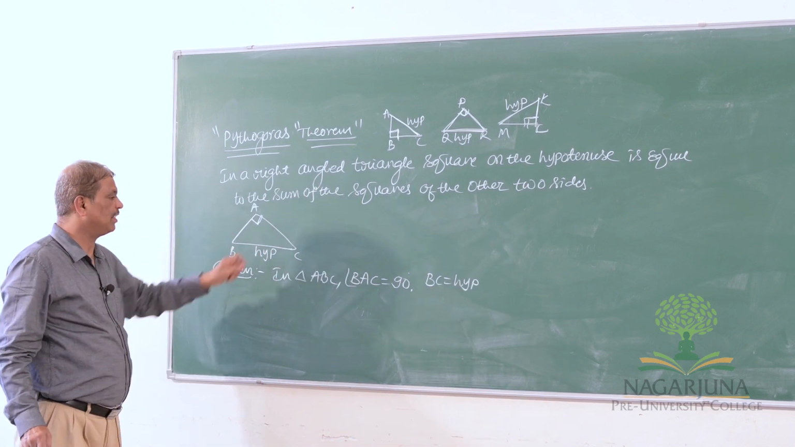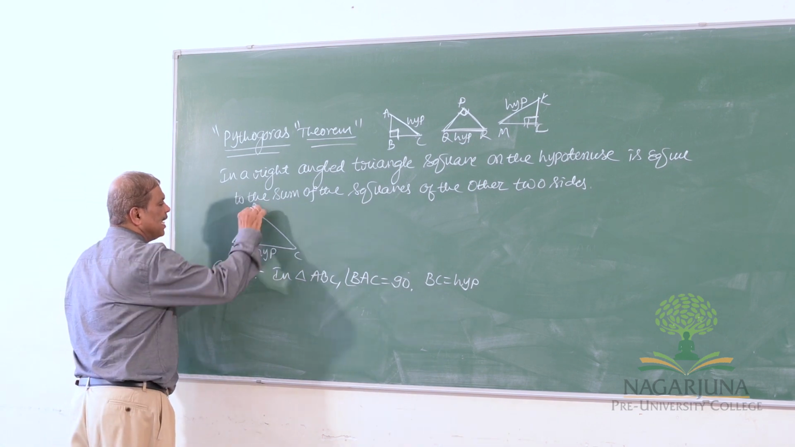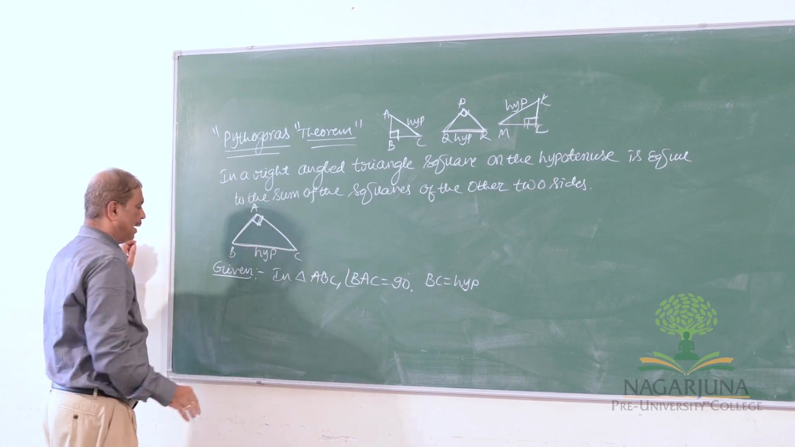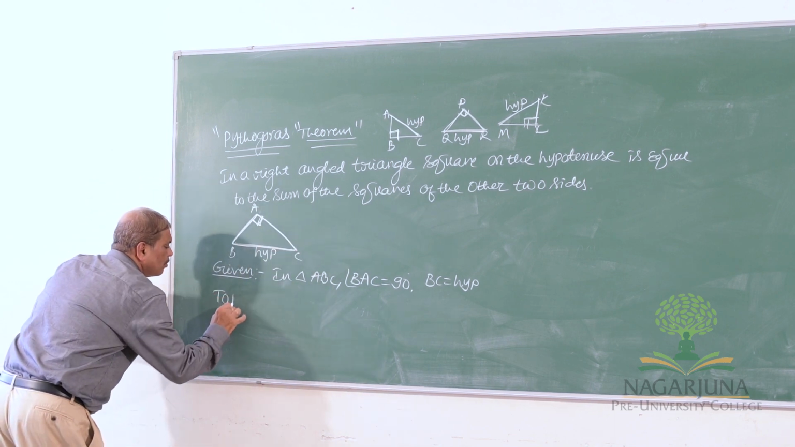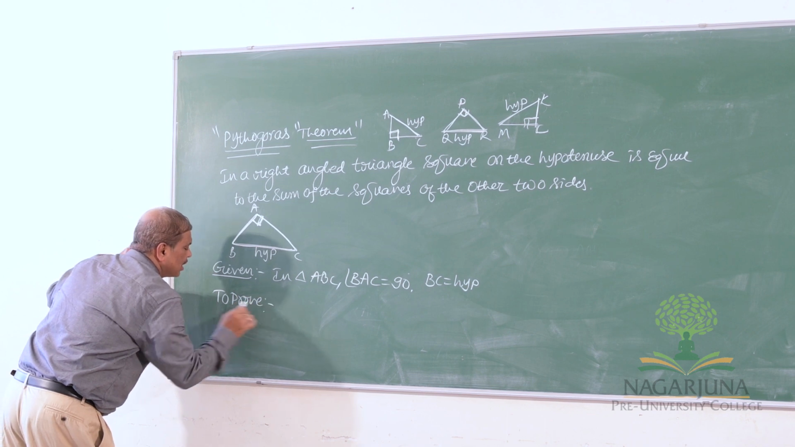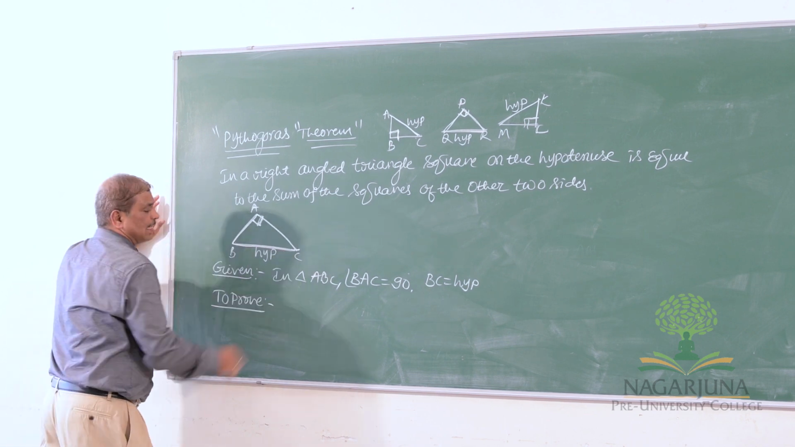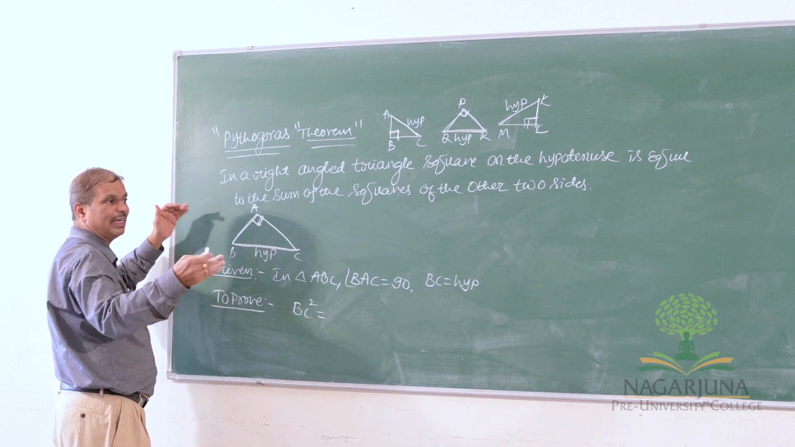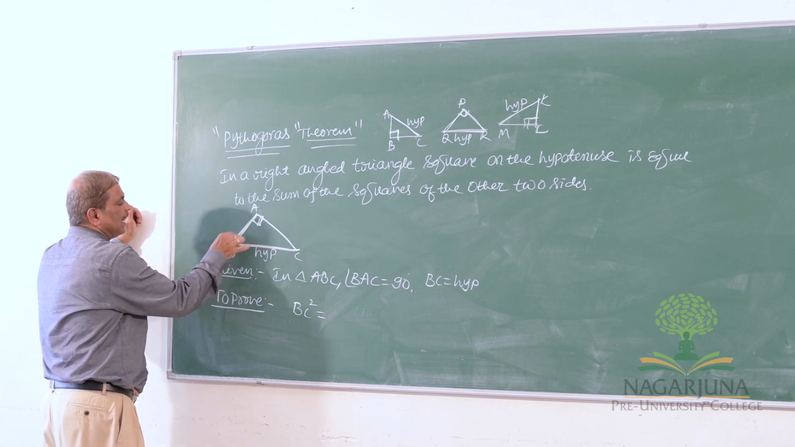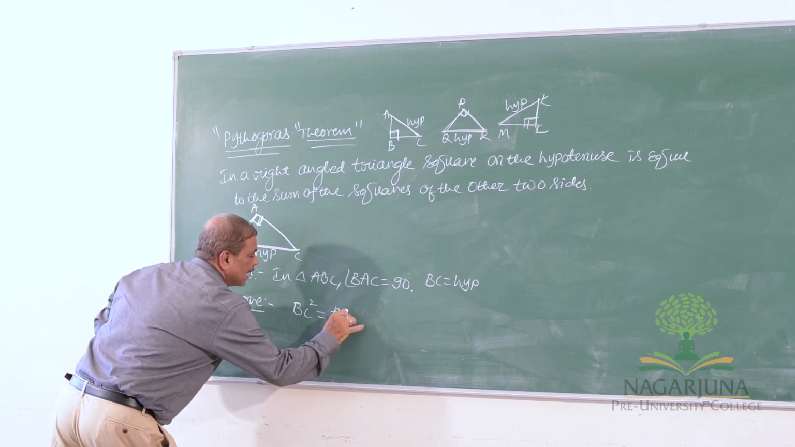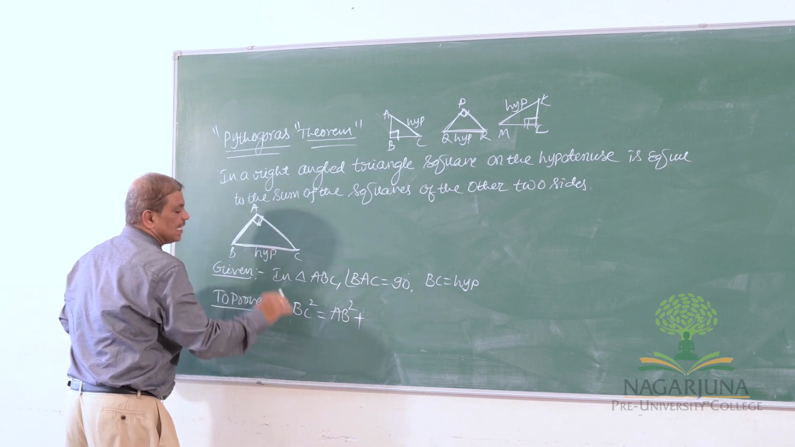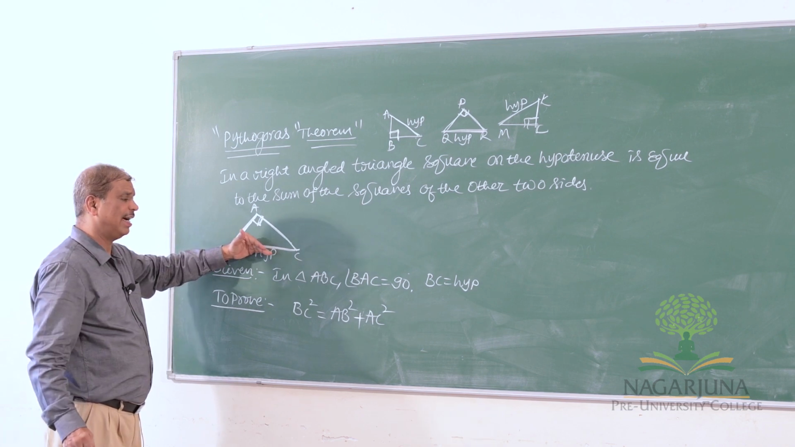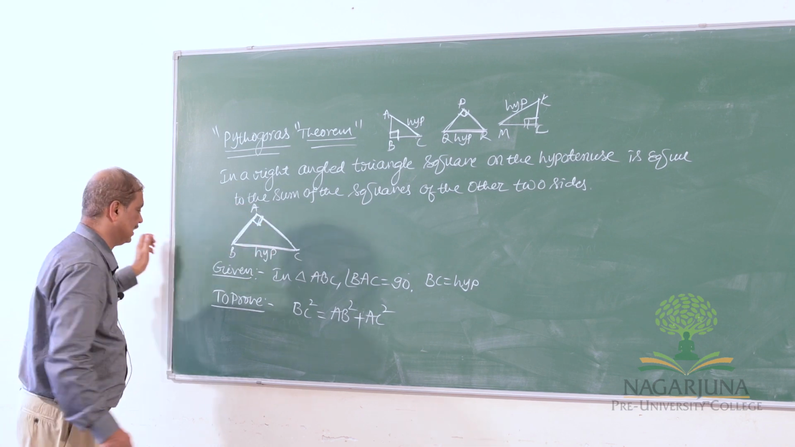See, in triangle ABC, angle BAC is 90 degree and BC is the hypotenuse. Now to prove that, what you have to prove according to the statement: square of the hypotenuse, so BC square, equals the sum of the squares of the other two sides. Other two sides, one is AB, whose square is AB square, another side AC, whose square is AC square. So we have to prove that BC square equals AB square plus AC square.